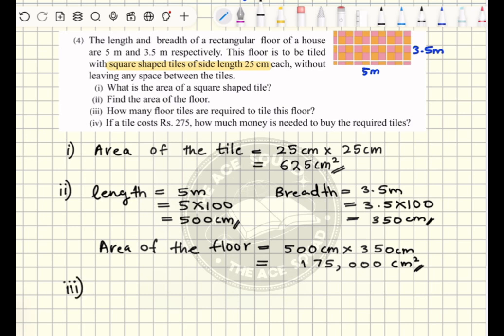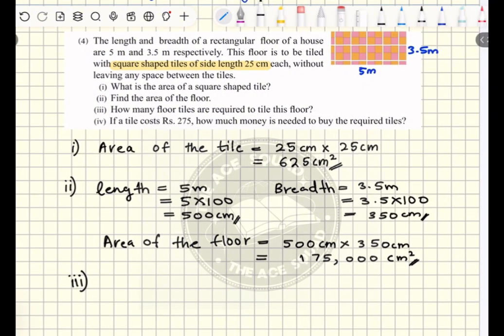So moving on, how many floor tiles are required to tile this floor? So this is a very common type of question. You all know very well how to figure out the number of tiles. So what do we do to find the number of tiles required? We divide the whole area of the floor by the area of a tile, which here we figured out to be 625.